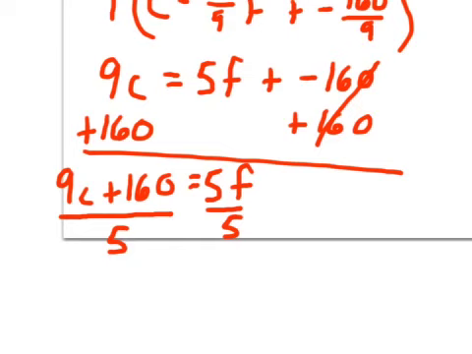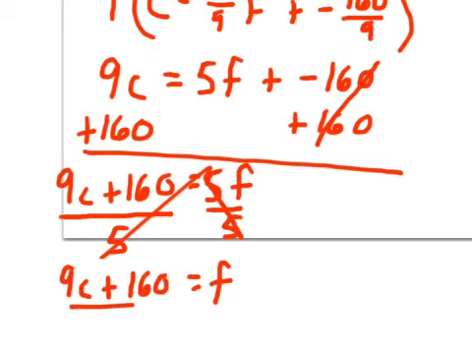Okay, well 5 and 5 cancel. Sorry, not across here. Don't let this part confuse you. That was my iPad dragging. This does not cancel out. This is still here. Okay, but these two cancel right here, leaving us with just f. And then I've got 9c plus 160 all over 5.